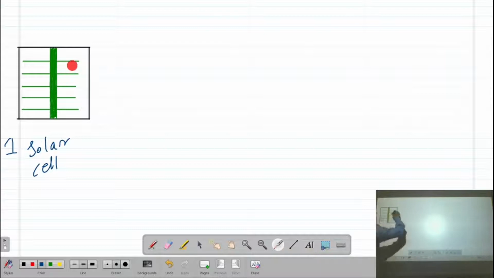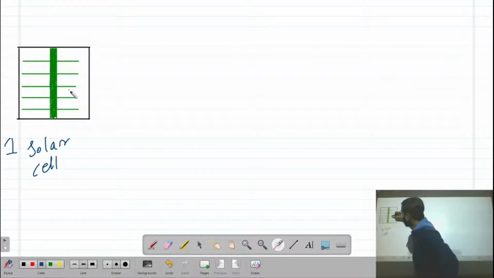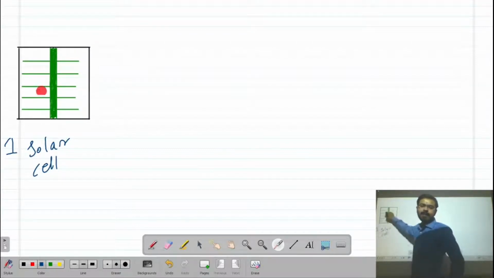This is a cell and these are the front contacts, which are known as the bus bars. These front contacts, the bus bars, are used to collect the electrons, as we have already seen in the previous lectures, right?